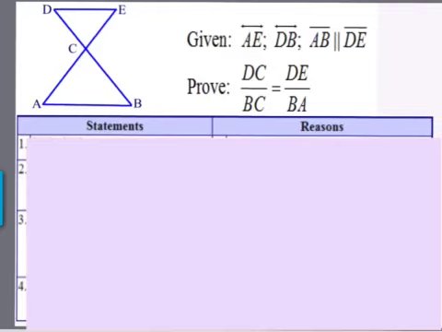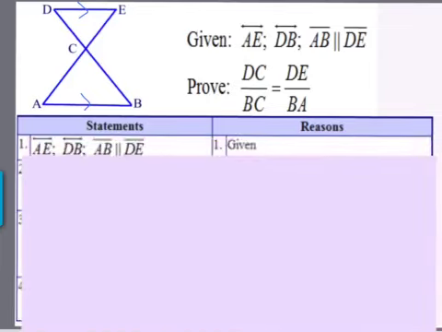So given that AE is a line, that DB is a line, and that AB is parallel to DE, we want to prove that DC over BC is in proportion to DE over BA. So our first step is just going to be the given statements.